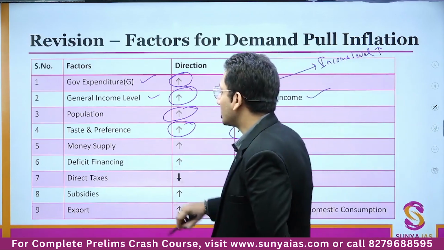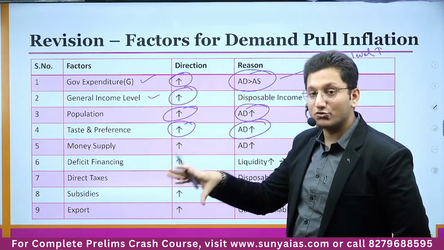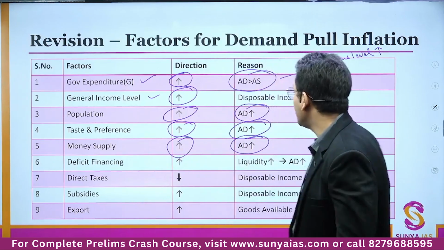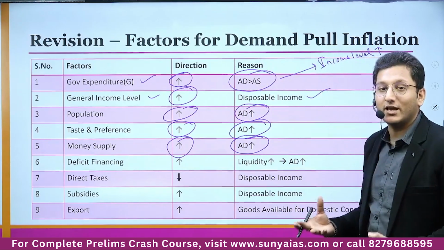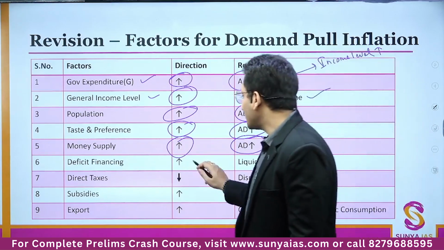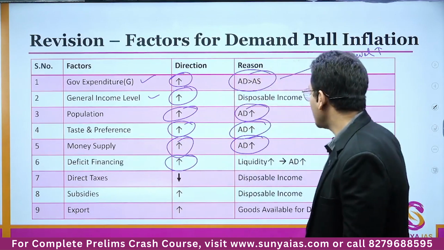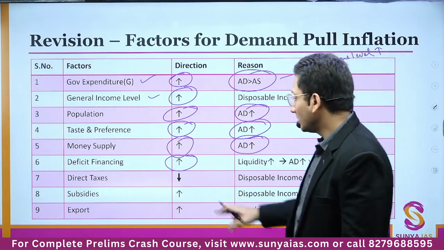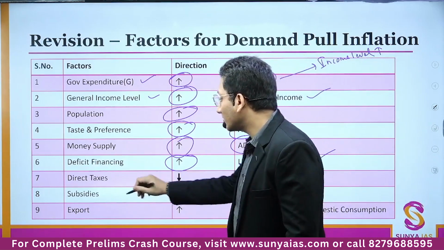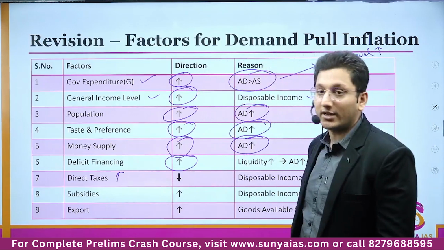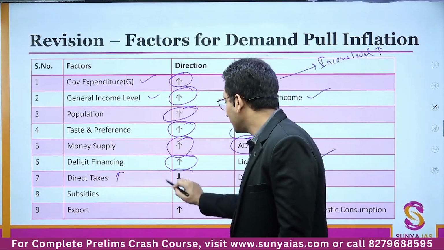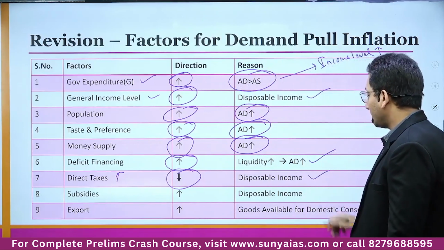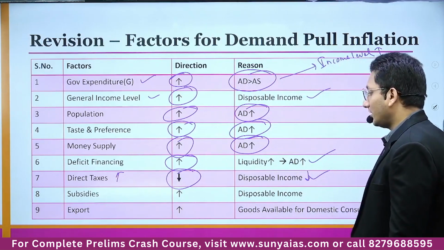Then the money supply, suppose RBI started printing more currency and infuse more currency in the economy, the inflation will increase because the aggregate demand will increase due to more money in their hand. Right? The deficit financing, again the inflation will increase with the deficit financing because the liquidity will increase and the aggregate demand will increase. Direct taxes, ठीक है, suppose if direct taxes increase, what will happen? The inflation will decrease. Why? Because the disposable income will decrease.